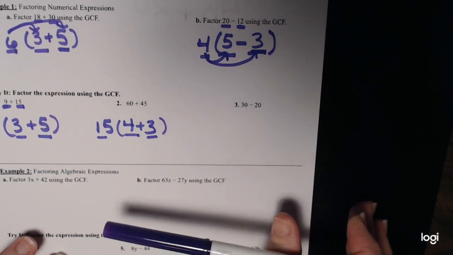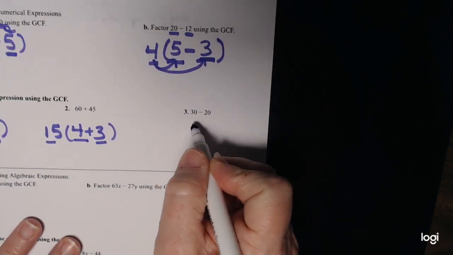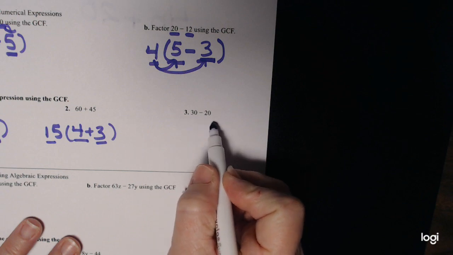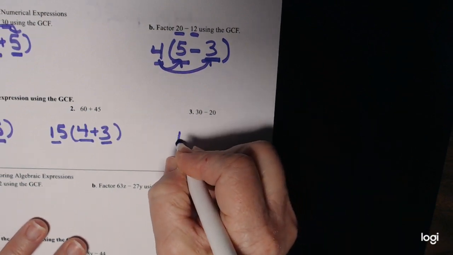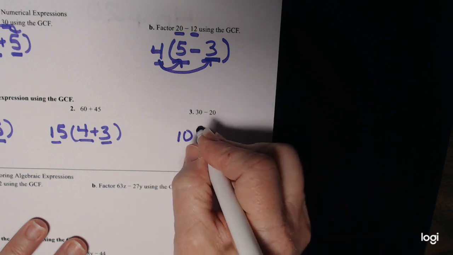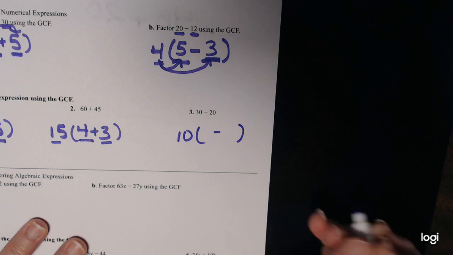All right, let's see if we can do this last one. I think I can do this last one without my factor sheet. All right, these are both 30 and 20. I think the largest factor that goes into both of those is a 10. I'm going to make my distributive property parentheses and keep my sign.